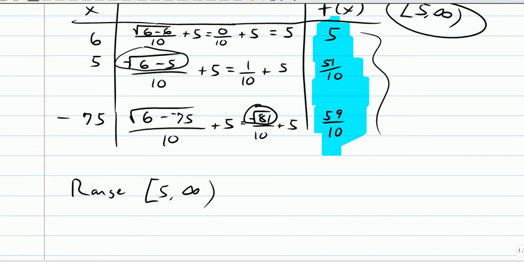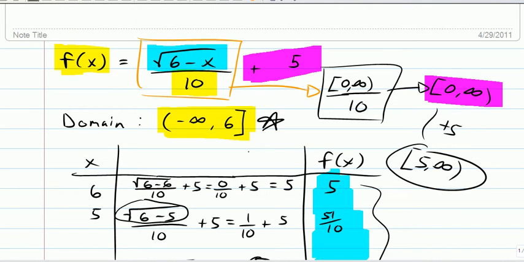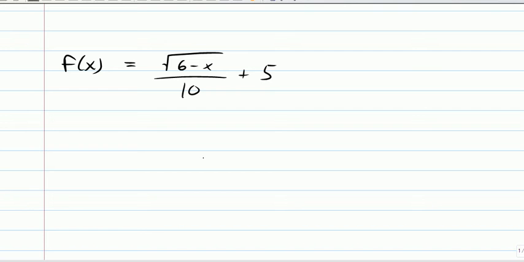The last part of this problem was to find f inverse. So we'll make some room. f of x equals the square root of 6 minus x, over 10, plus 5. I want to be able to check our answer in the end, so here's a little trick I'll use. So x, f of x.